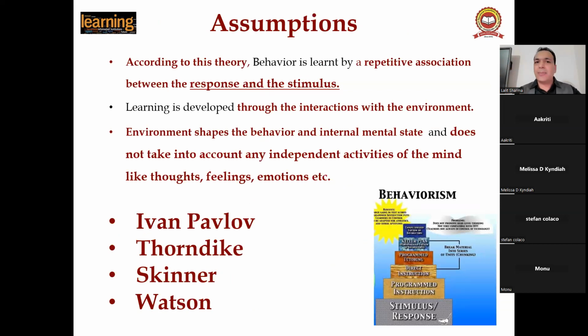What are the assumptions of that theory? According to this theory, behavior is learned by repetitive associations between the response and the stimulus. Right? This also said the same thing. Learning is developed through interactions with the environment. Next, environment shapes the behavior and internal mental state and does not take into account any independent activities of the mind like thoughts, feelings, and emotions.